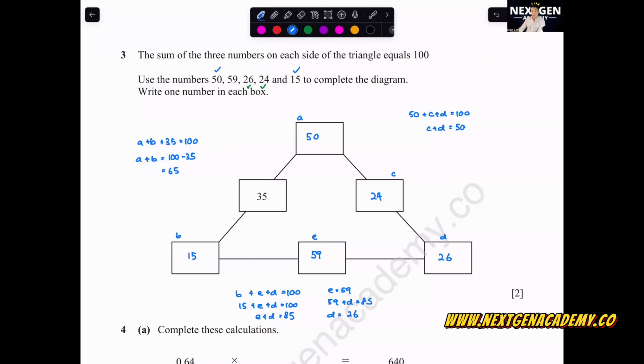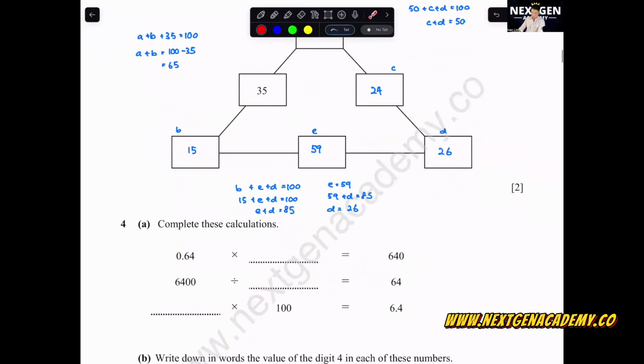So you need to do a try and error to see which one fits into here. But you will need to start with some sort of system. Write down an equation. Don't just simply guess. Don't just randomly put inside. You need to do some sort of calculation.